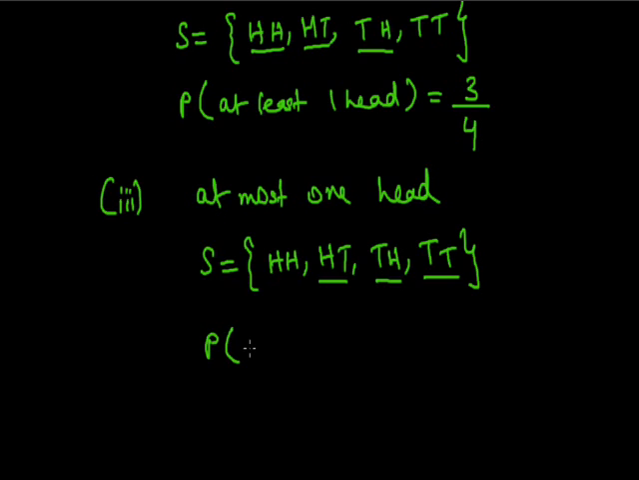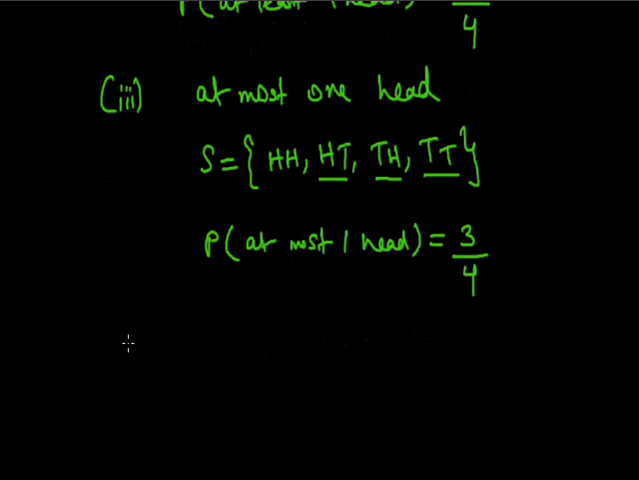So it means that the probability of at most one head will be equal to the total number of favorable outcomes. As you can see, the favorable outcomes are again 3, divided by the possible outcomes, that is 4. So 3 by 4 is the probability of getting at most one head. And let's take one more example of these two unbiased coins.